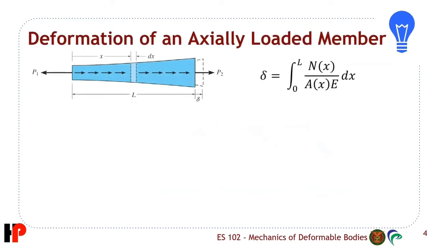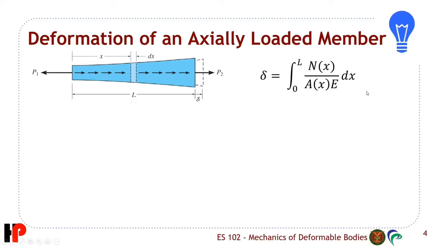Okay? Then the module on axially loaded members should have told you how to get to this point, basically the relationship between the deformation delta and the internal force N, the area property A, and the material property E. It is an integral because the axial force, area, and even the material can change. So the general equation is actually the integral. If any of the three is a function of x, you have to integrate.